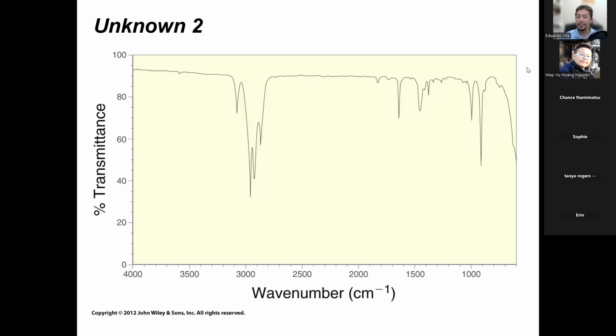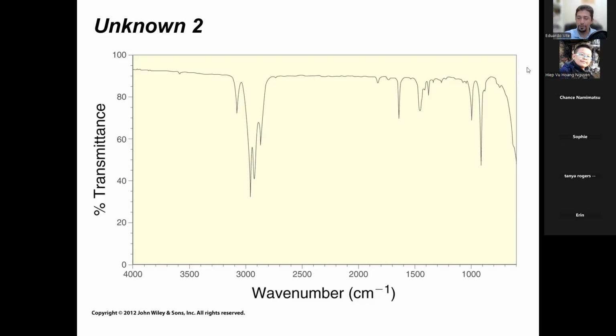Does everybody agree? There is no carbonyl at 1700. There is no hydroxyl between 3200 and 3500. There are no carbon-oxygen single bonds at 1100 or 1200. You see that? There's nothing else but the CH peaks, and a few CH stretches. But there is more information here besides that.